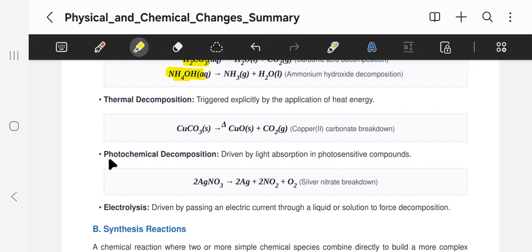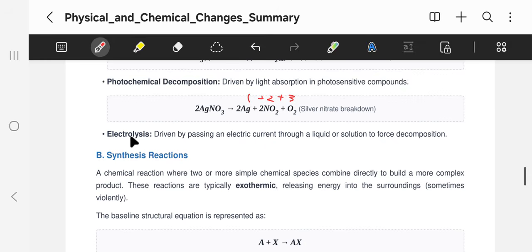Then we have another decomposition, photochemical decomposition. But like I'm saying, decomposition, whatever type it is, it works the same way. So photochemical decomposition is driven by light absorption in photosensitive compounds. So this one needs light energy for it to take place. But again, we have one complex compound, and it breaks down into three. In this case, it has broken down into three compounds, 1, 2, and 3. You see that it has broken down into three compounds, whereas it was one initially. It was one compound broken down into three compounds. Okay, and then there is another thing that you need to understand, and it's called electrolysis.